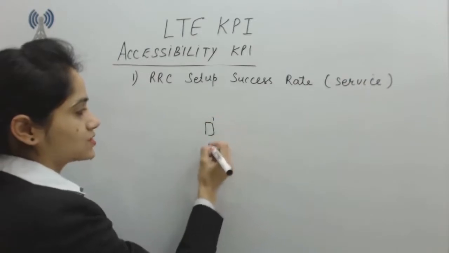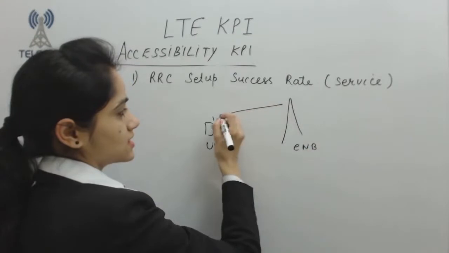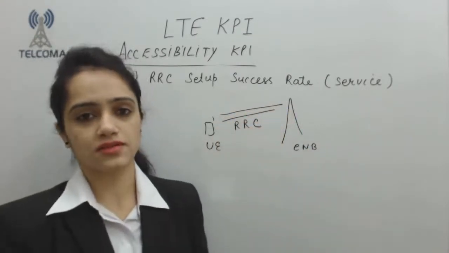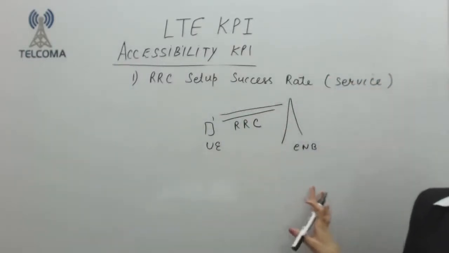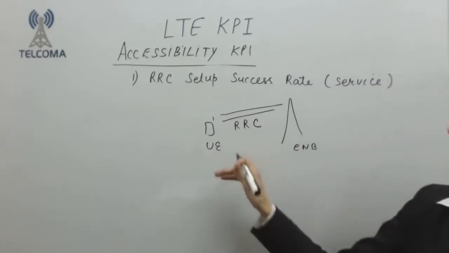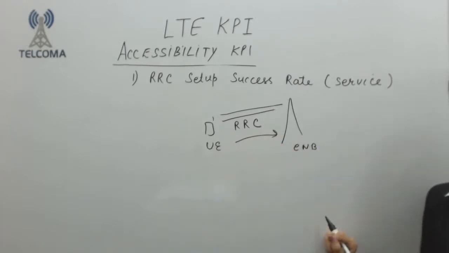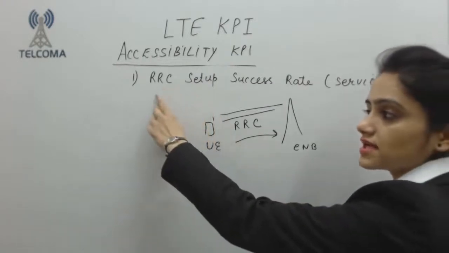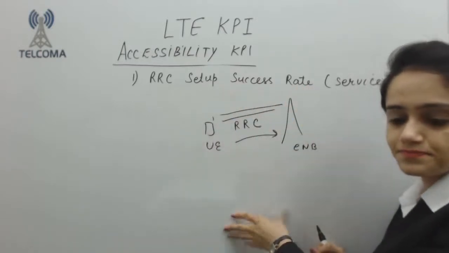Now whenever user equipment wants to communicate to the eNode B, there is a setup of radio resource control. For each and every service or for signaling, there is a setup of radio resource control. Whenever radio resource control is fully established between the two ends, then only the UE can access the service, otherwise not. So it becomes an important point in the accessibility KPI that there should be RRC, which is radio resource control, setup success rate, and for service.